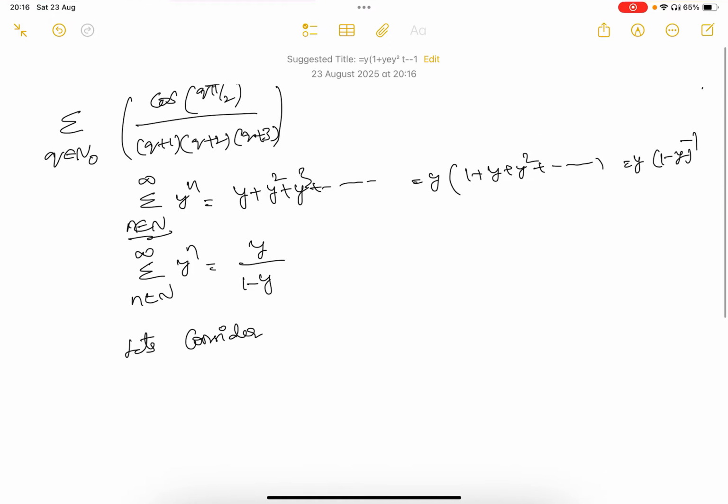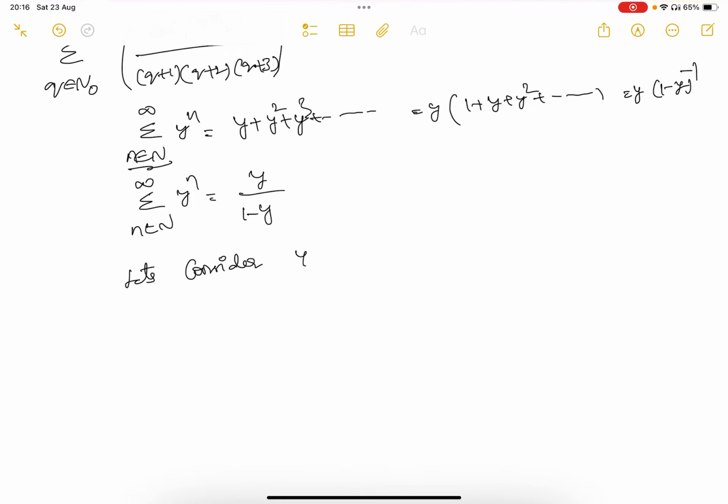consider y equal to x into e power i theta. Fine. Then summation n belongs to n to infinity y is x into e power i theta whole power n. Then this will be x power n e power i n theta, which can be written as y by 1 minus y, which is x into e power i theta by 1 minus x into e power i theta.